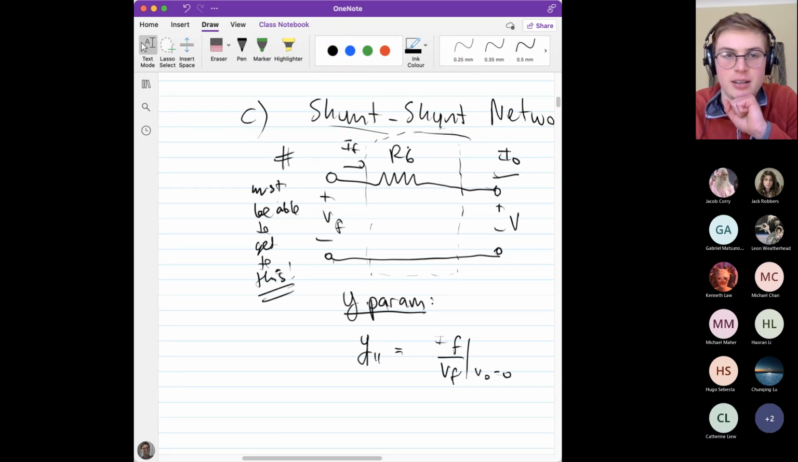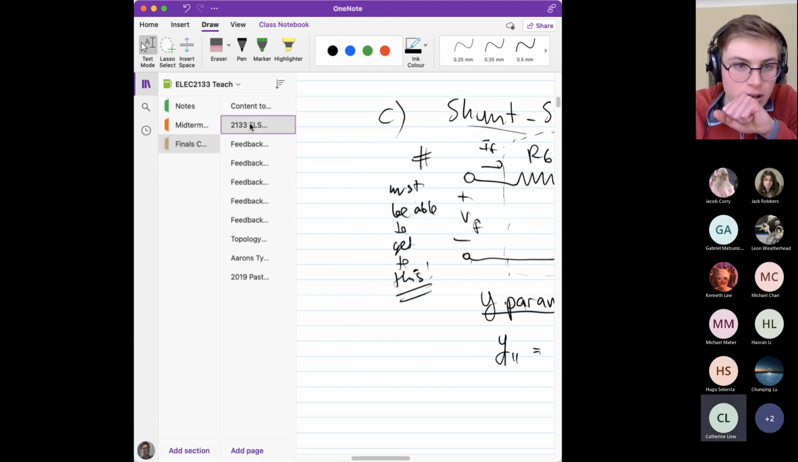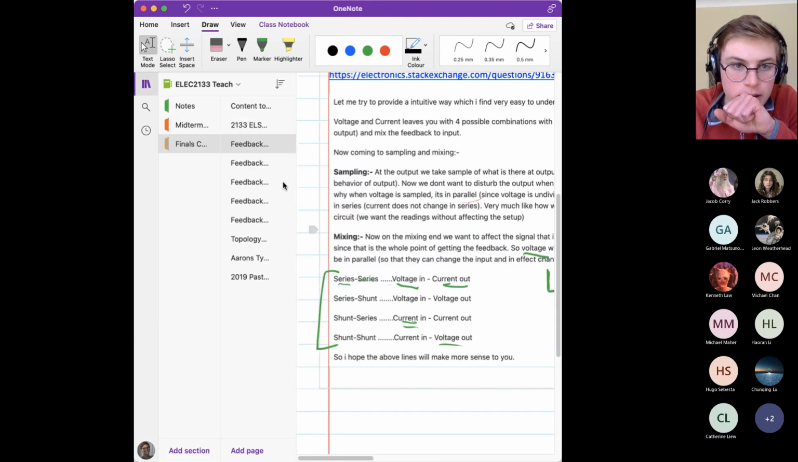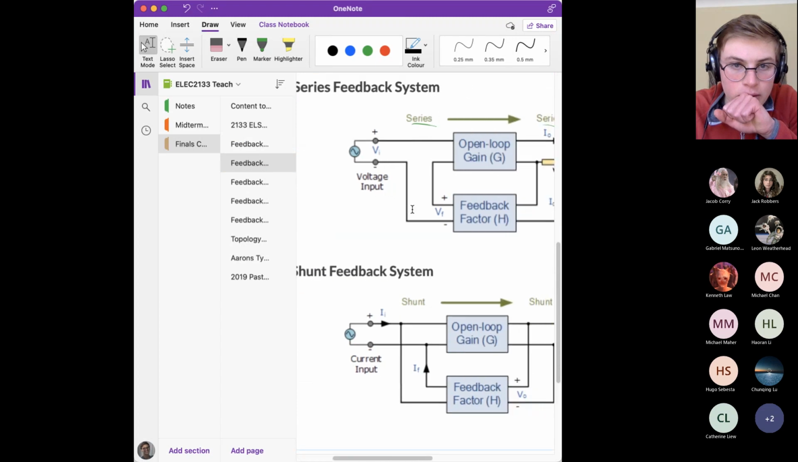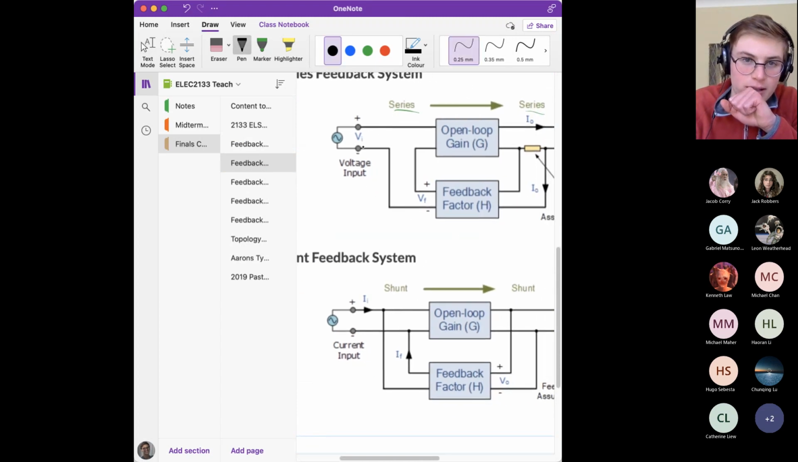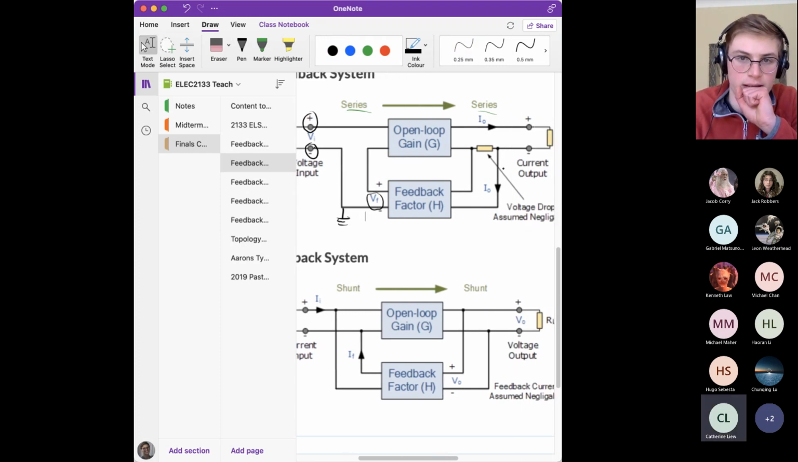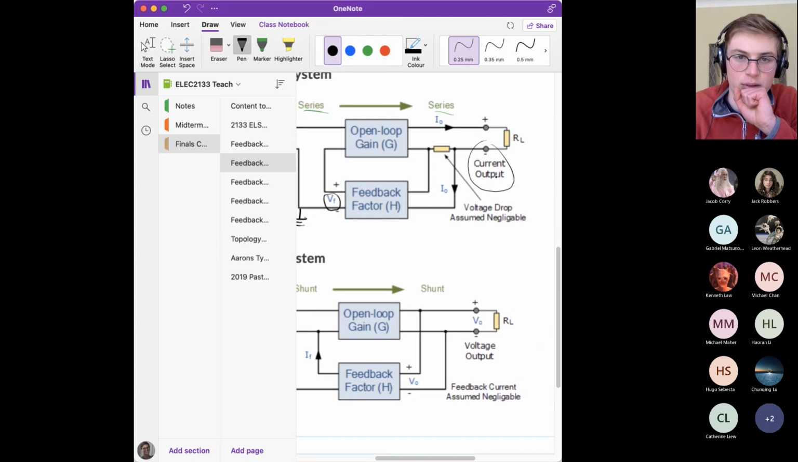Our voltage input is between the negative and the positive. Here we're saying that our input is grounded, so this just goes to ground. That means VF is grounded as well. And it's the same for this current output. The majority of the time this is grounded too. Does that make sense?